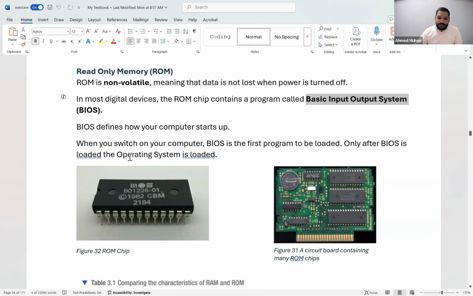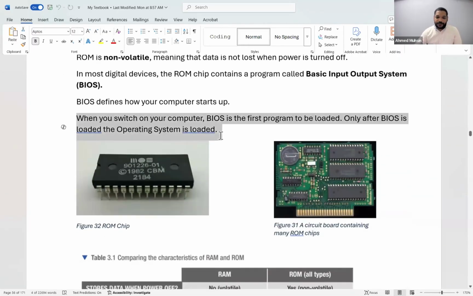Right. Can you guys keep reading it? Can you all read this paragraph now? When you switch on your computer, BIOS is the first program to be loaded. Only after BIOS is loaded, your operating system is loaded. Everybody okay with this? Sounds good? Okay.